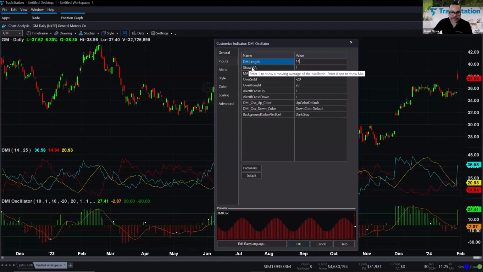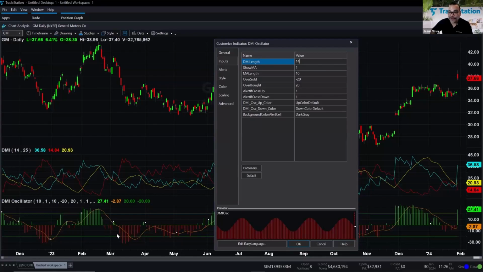Here you have the ability to show a moving average, set to 1. You can change it to 2, or enter 0 if you don't want to see the moving average. That's the yellow or orangey line that goes through it. It's just an average of the DMI difference, and this is the average length. Then you have overbought and oversold levels that you can also plot on the graph. Those are the horizontal green lines that you see right there on the chart.